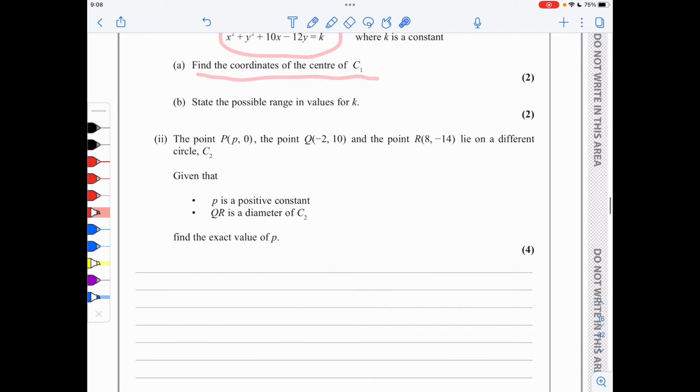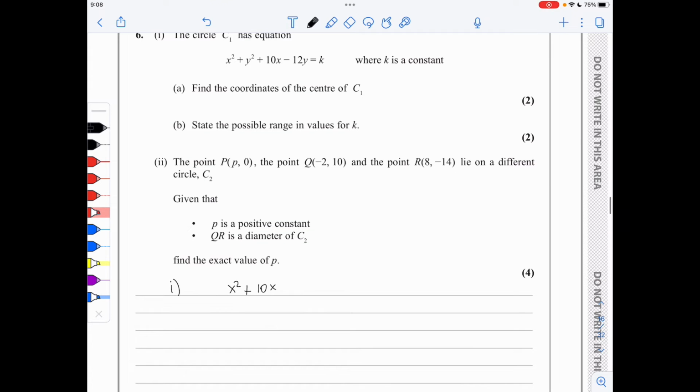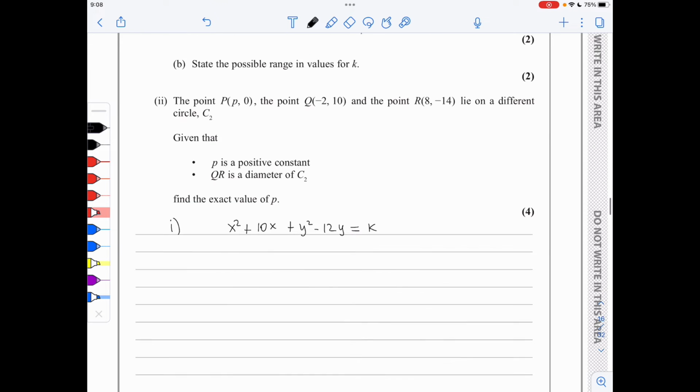So I will actually complete the square. We have that x squared plus 10x plus y squared minus 12y is equal to k. So if I complete the square, I get (x plus 5) squared minus 5 squared plus (y minus 6) squared minus 6 squared is k. So (x plus 5) all squared plus (y minus 6) all squared is equal to k plus 61.